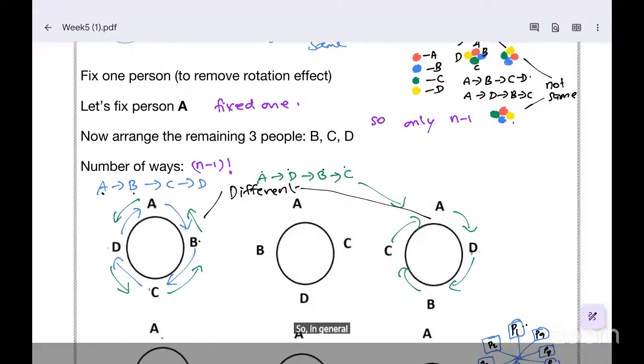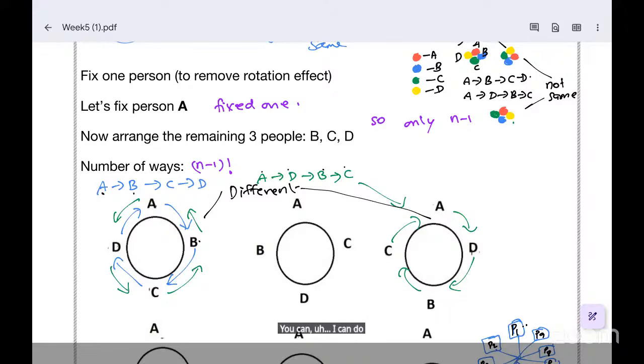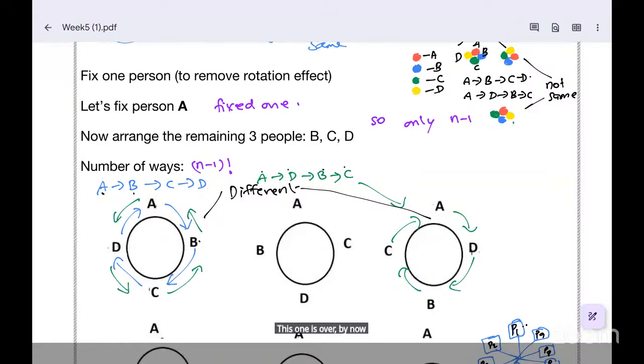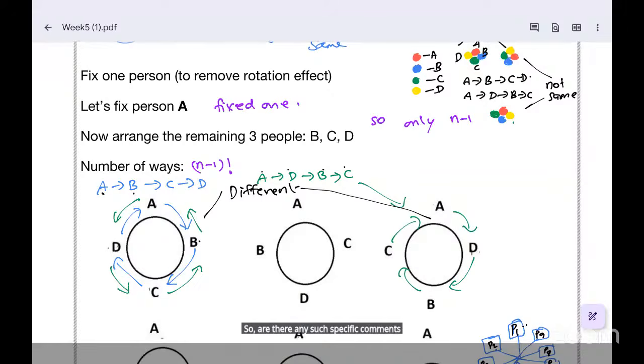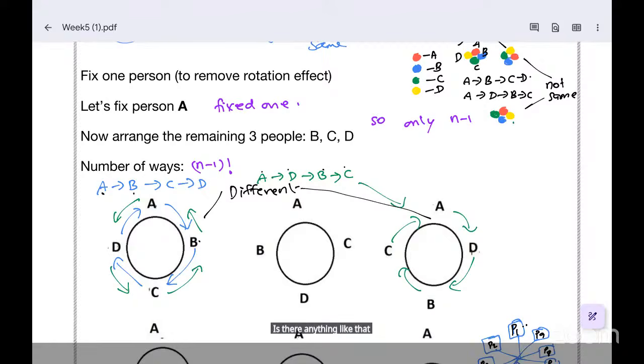So in general, my sessions, are you finding them comfortable, or are there places where you think I can do it differently? If you are feeling that, please let me know, because quiz 1 is already over. By now, you will be able to analyze whether the sessions are useful or not, right? If you have any comments, it's really high time to say, so that I can incorporate them in my upcoming sessions. Are there any specific suggestions where I can do something in a different way so that it will be easier for you? Any suggestions?